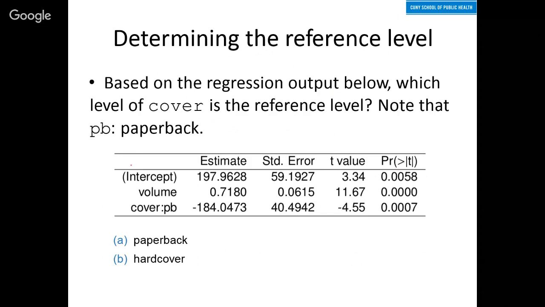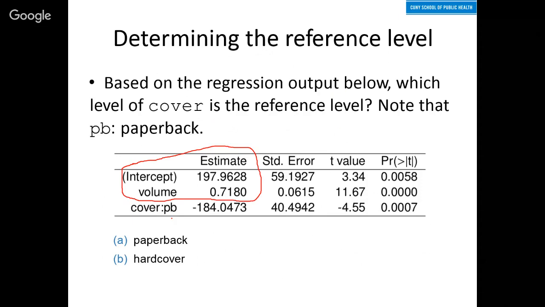So what this is saying is if you have a hardcover book, you only need to use these two coefficients to estimate the weight of the book. And if you have a soft cover, you need to add a correction of minus 184 grams to it. So the reference group is the one for which there are the least coefficients. In this case, hardcover, there's no coefficient for hardcover. The comparison group is paperback, and it's a correction to the reference group.